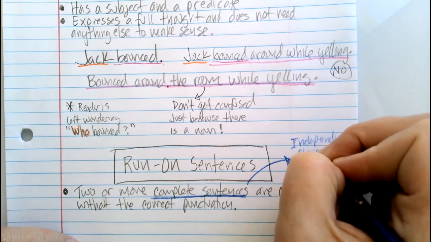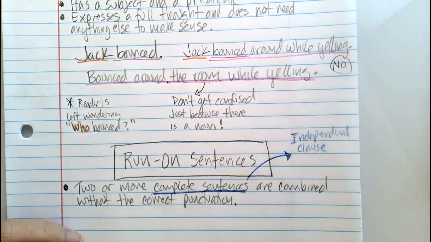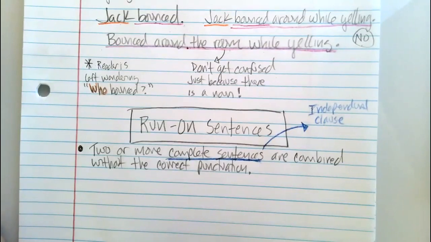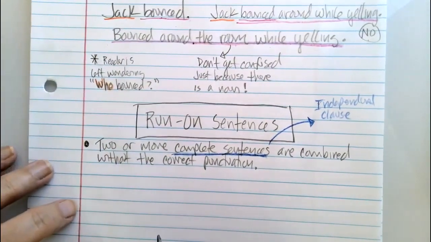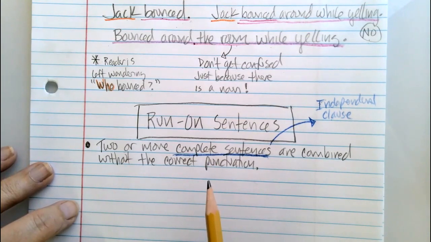And don't worry if you have no idea what I'm talking about when I say the term independent clause, because you will soon. I will be teaching it to you. But we're going to go ahead and just pick it out of there so we've got it at any rate. So here, this is our definition of a run-on sentence: when you have two or more complete sentences and they're combined without the correct punctuation.